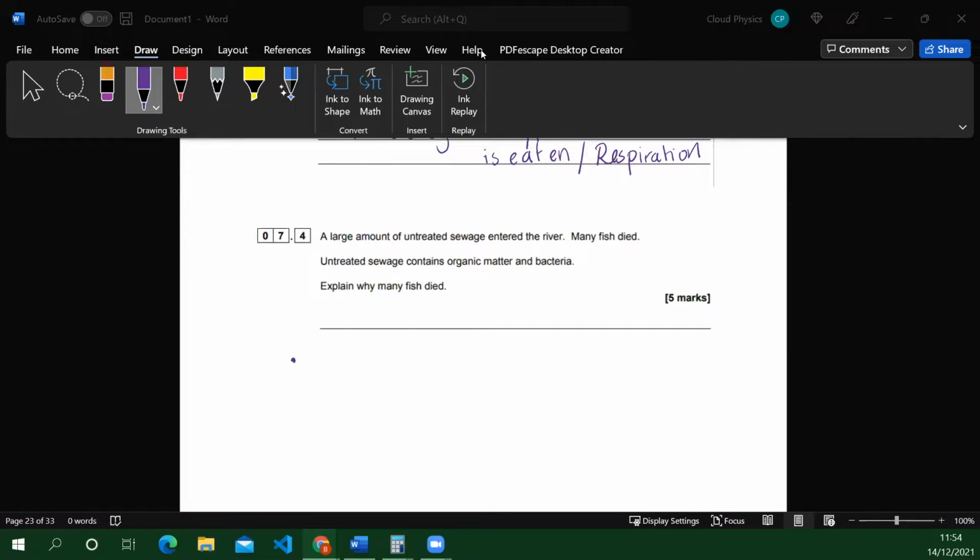Hi, Tia. Okay, so we're just talking about the large amount of untreated sewage water that entered the river. Many fish died. Untreated sewage contains organic matter and bacteria. Explain why the fish died.